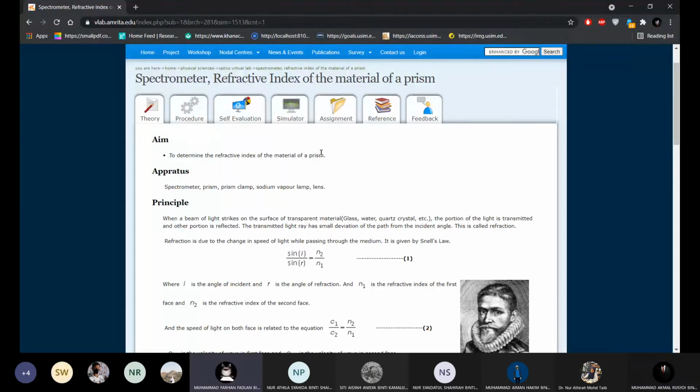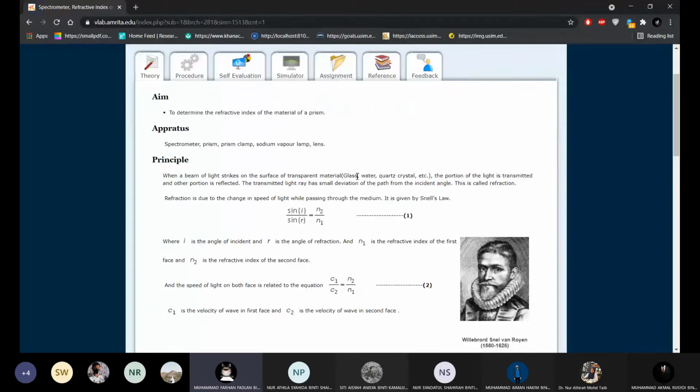So we go to the apparatus. Alright, apparatus is spectrometer. A spectrometer is any instrument used to probe a property of light as a function of its portion of the electromagnetic spectrum, typically its wavelength, frequency, or energy. Next, prism clamp, sodium vapor lamp. A sodium vapor lamp is a gas discharge lamp that uses sodium in an excited state to produce light at a characteristic wavelength near 589 nanometer. And the last one is lens.